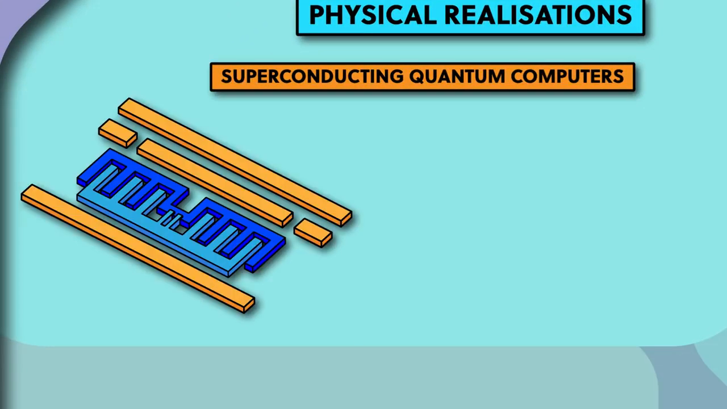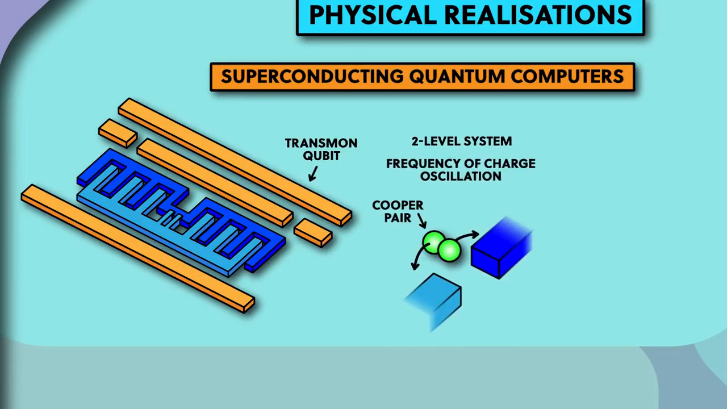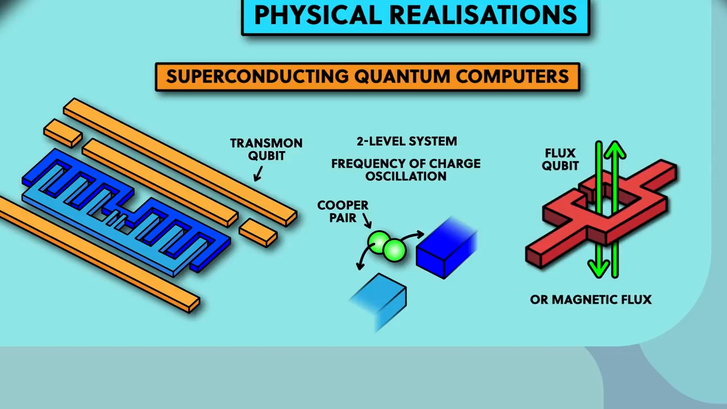Superconducting quantum computers are currently the most popular approach. A superconducting qubit is made from superconducting wires with a break in the superconductor called a Josephson junction. The most popular type of superconducting qubit is called a transmon, where the two energy level system is encoded in pairs of the electric charge moving across the junction, specifically the frequency at which charges oscillate back and forth across the junction. But there have been other designs that use the magnetic flux in a loop of wire, or the phase across a wire as the two-level system, known as a flux qubit or a phase qubit.